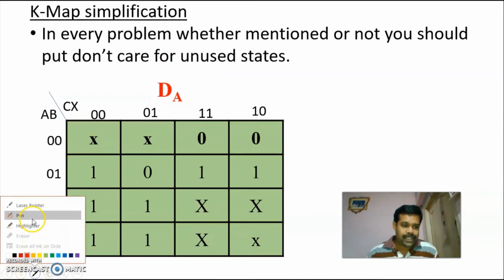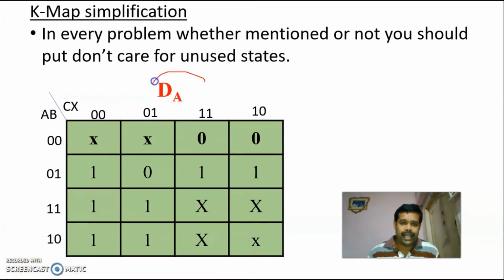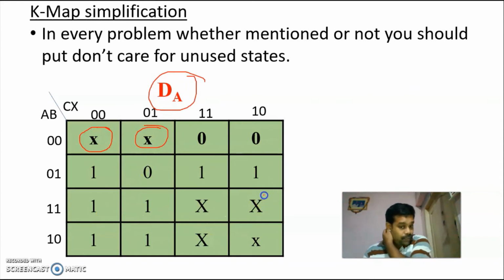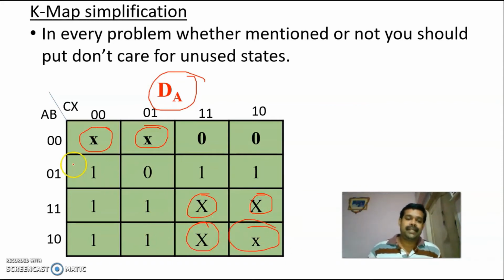So this is a K map for DA. In that, some of the states are don't care unused states, that is 0, 1, 14, 15, 10, 11. In these unused states, you put don't cares. Then you check the column of DA, and wherever you are having 1, you plot 1 in the K map of DA. Okay.